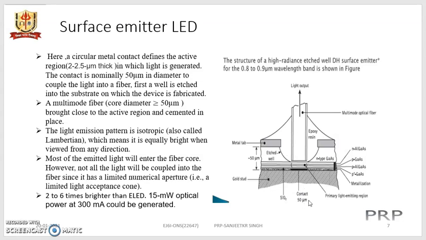As you can see, the contact is 50 micrometer in diameter, and this is to couple the light into the optical fiber. So here we have the optical fiber that is brought closer to the active site where light will be emitted, and it is mostly coupled into the optical fiber. To hold that fiber, we have the epoxy resin surrounding, and for the optical fiber to come closer to the active site, here is a etched well.